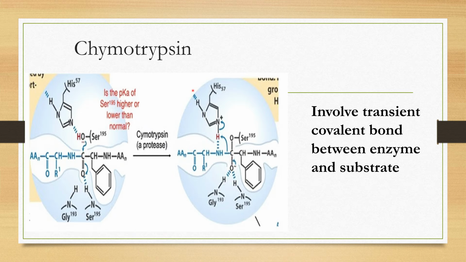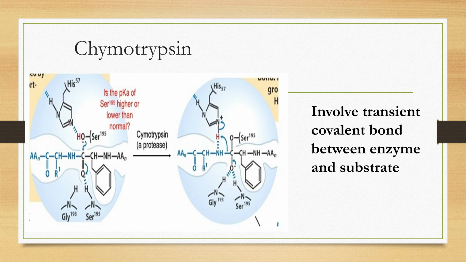The example of this covalent catalysis is chymotrypsin. Chymotrypsin is a proteolytic enzyme produced by your pancreas during digestion. What does this chymotrypsin do? It breaks the peptide bond at the C terminus of an aromatic amino acid. So it is just a protease which breaks your peptide bond at the C terminus of an amino acid.